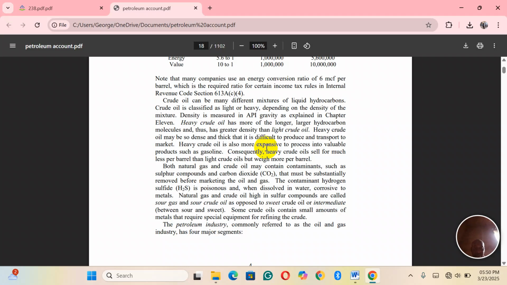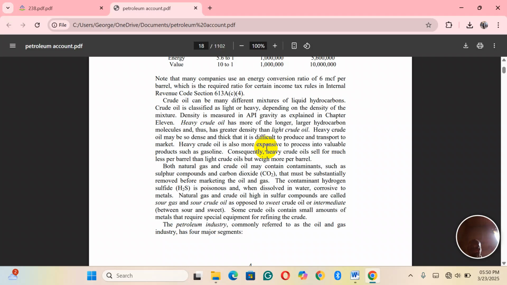So density is measured in API gravity, as explained in chapter 11. Heavy crude oil has more of the longer and larger hydrocarbon molecules, and thus the greater density of the crude oil.